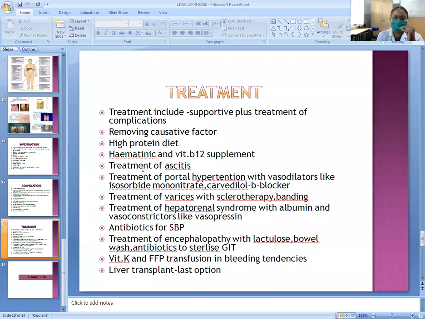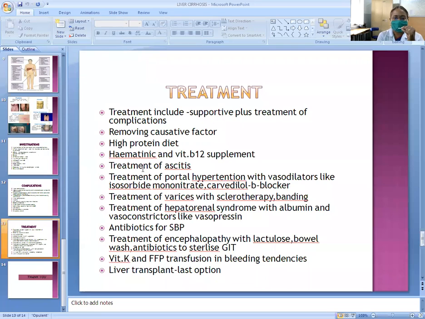Then treatment of hepatorenal syndrome. In hepatorenal syndrome there is no structural damage to the kidney. It is the functional deterioration of kidney function, because of decreased blood supply to your kidney. And so your aim of treatment in hepatorenal syndrome is to improve the blood flow to the kidney. And to improve the blood flow to the kidney, you have to give albumin.